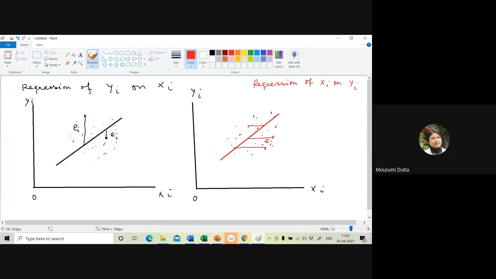Now, in context of reverse regression, when we consider the regression of xi on yi, that is, we are writing the regression as xi is equal to alpha prime plus beta prime yi plus vi, for i equal to 1 to n. So this is the structure of the regression model. Xi is regressed on yi. So we will consider this part now.